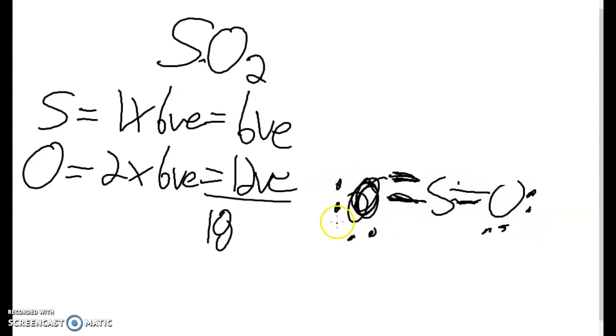So let's see, 1, 2, 3, 4, 5, 6, 7, 8. So oxygen satisfies the octet rule. Sulfur, 2, 4, 6, 8. Sulfur satisfies the octet rule. And 2, 4, 6, 8. This other oxygen satisfies the octet rule. So now I am done.